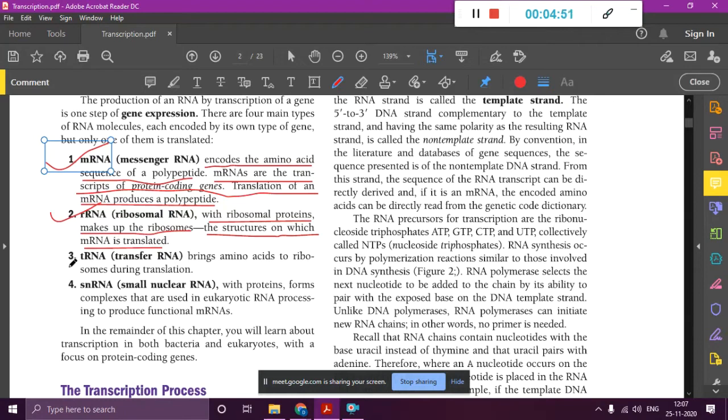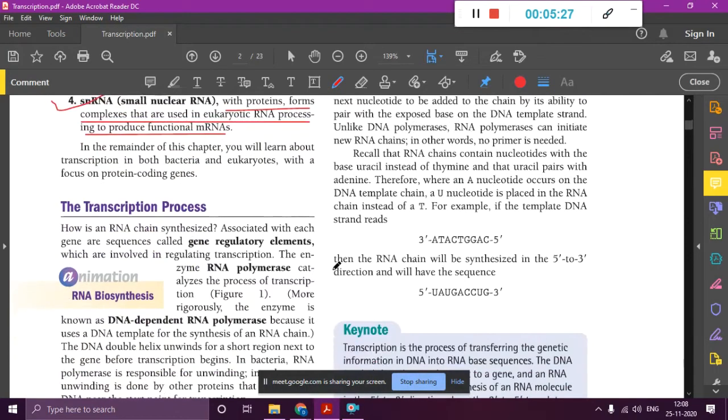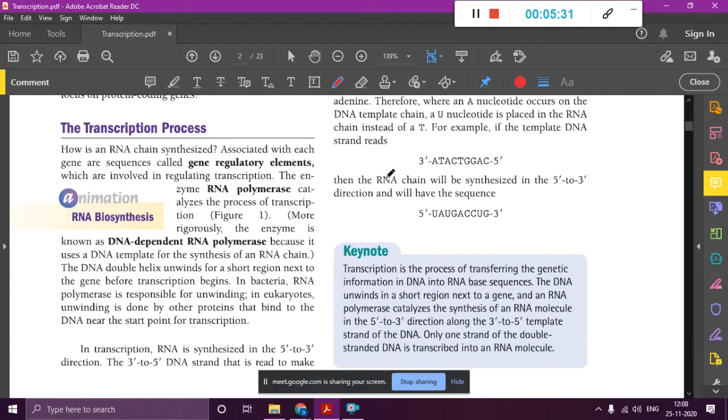The next is the tRNA or transfer RNA. The tRNA brings amino acids to ribosomes during translation. You would like to read more about these transfer RNAs when you are studying translation. Apart from that, you have small nuclear RNAs present with proteins. They form complexes that are used in eukaryotic RNA processing to form functional messenger RNAs. So, let us go to the transcription process.